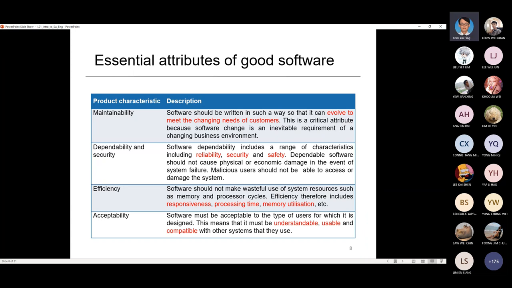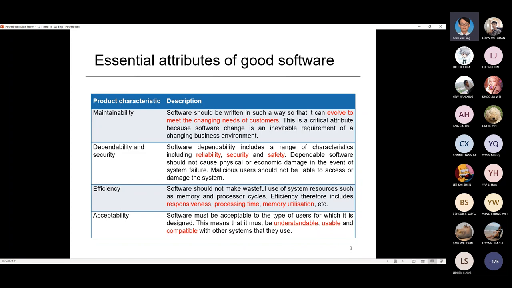Okay. Efficiency here, it can be measurable in your project to fulfill the objective. Through the responsiveness, the system's sensitivity, you can measure, am I right? Processing time, you can measure. Memory utilization, processor utilization, all this you can measure. So this is called efficiency. So in future, when they ask you how you're going to measure efficiency, you say, I have a high responsiveness, I have a high processing speed, I have a low memory utilization and low processor utilization. All this can be measured.